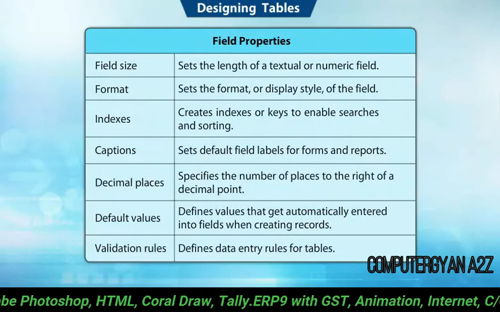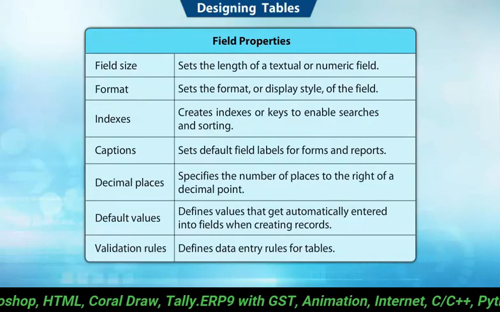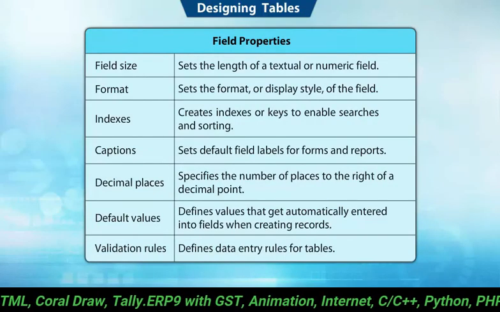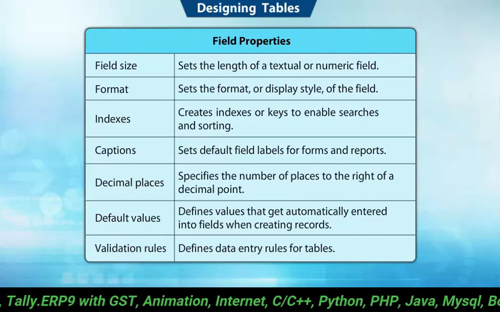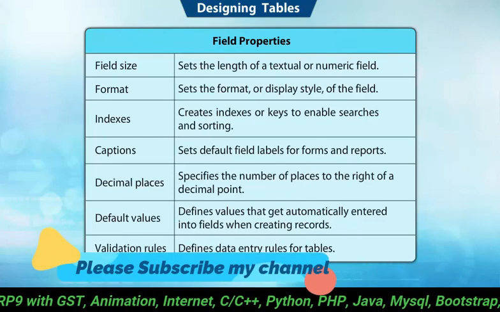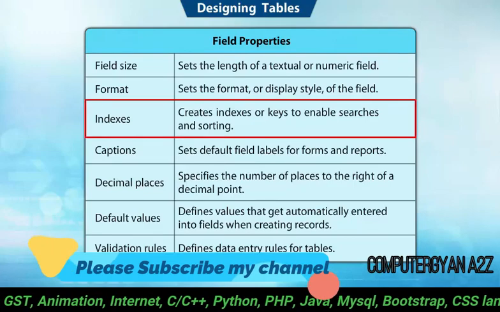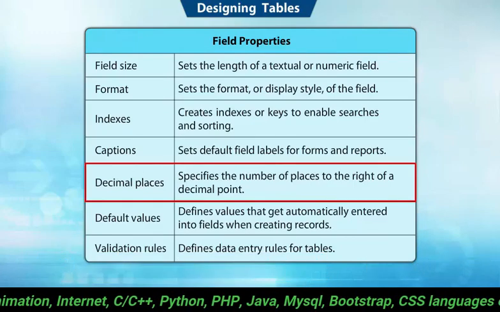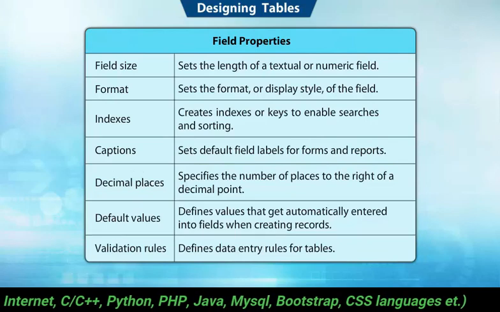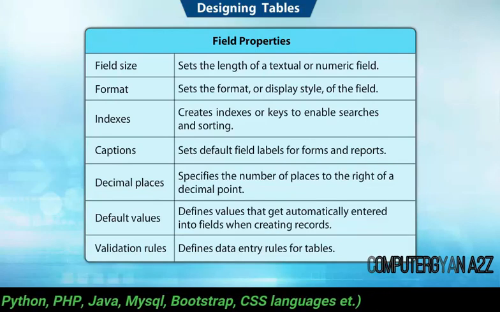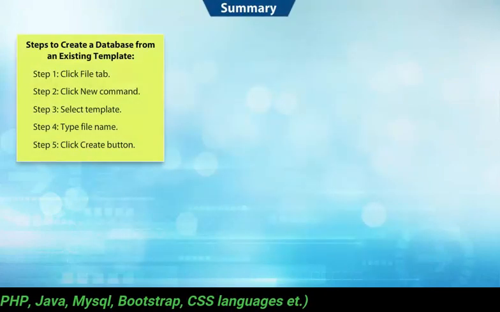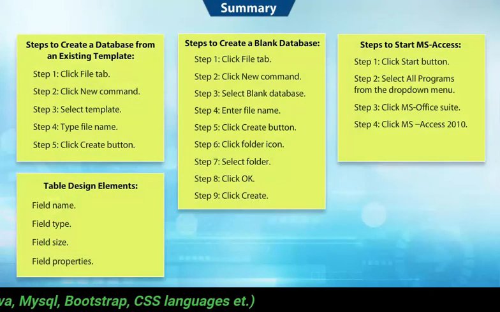Field properties are used to control the behavior of the various fields. MS Access provides many properties such as field size, format, indexes, captions, decimal places, default values, validation rules, etc. Let's summarize what we have learnt in this video.